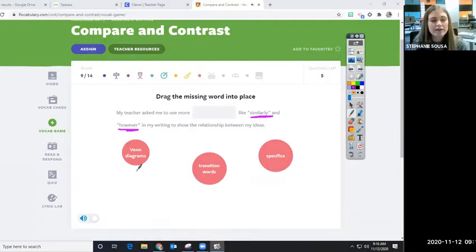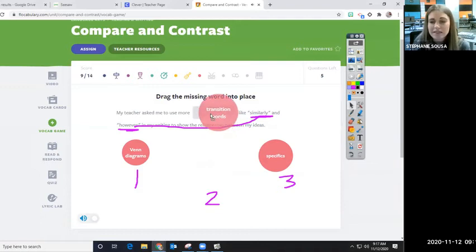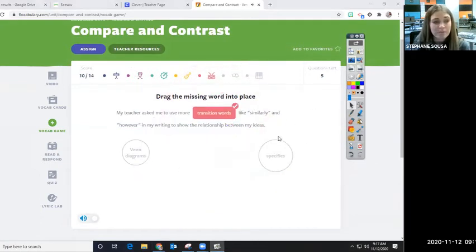Did your teacher ask you to use more Venn diagrams, more transition words, or more specific? Think about what these are. I'm seeing peace signs. That is correct. These are transition words. We learned that on that slide a few minutes ago.